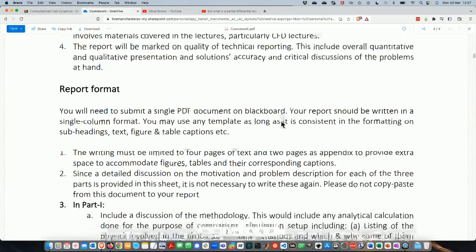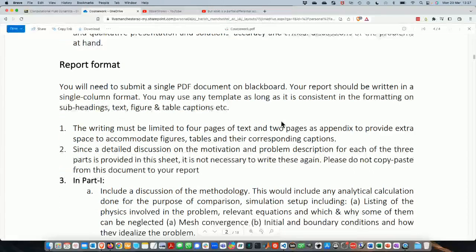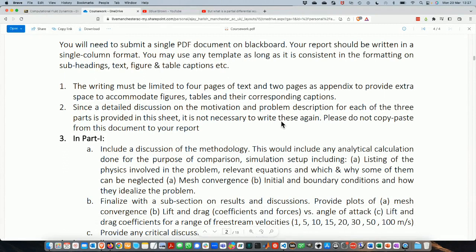So it's primarily marked on technical reporting quality. I don't care about the formatting, right? I've said this many times, I don't really care about the formatting. Just try to use a single column format. It's easier to read. It also allows you to put more text in there.